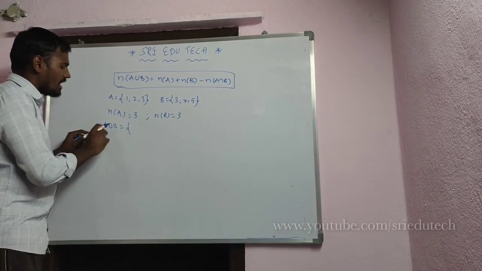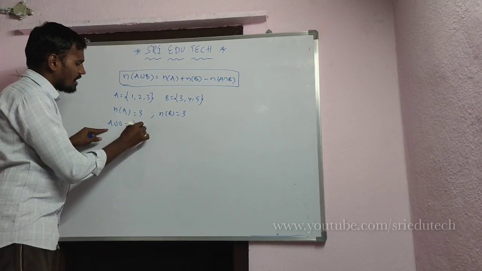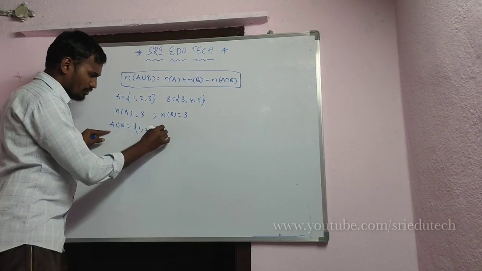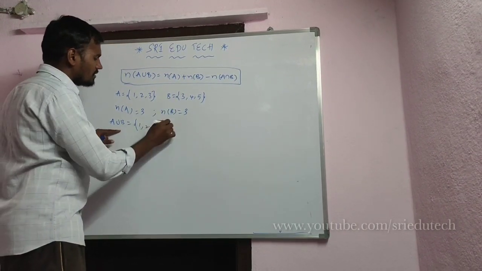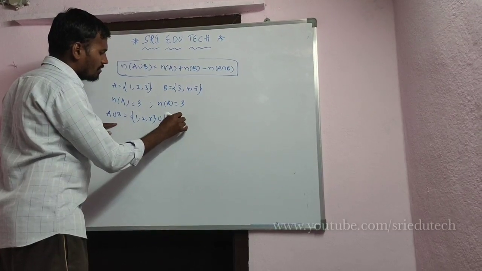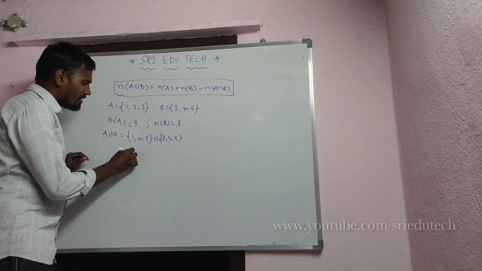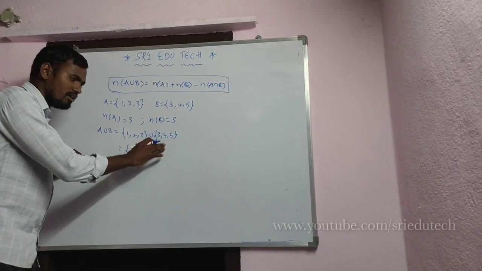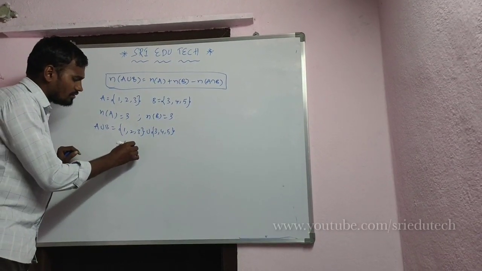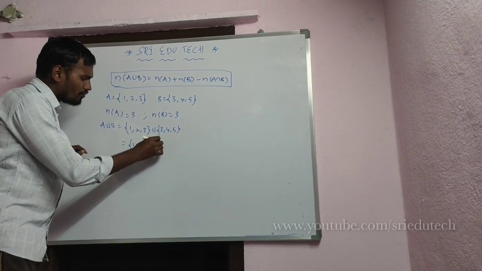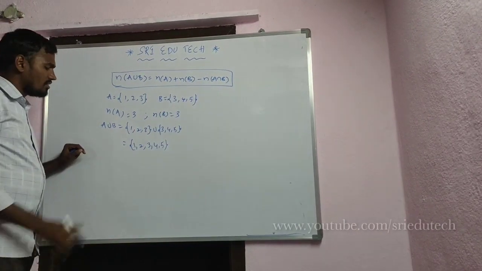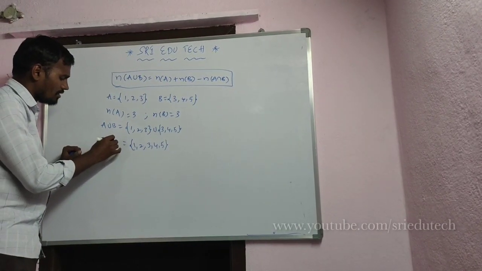Now, A union B. A means 1, 2, 3, union B means 3, 4, 5. Then union means combination of two sets. See, 1, 2, 3, 4, 5. This is A union B.